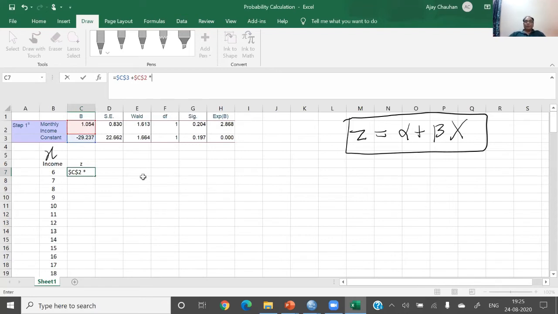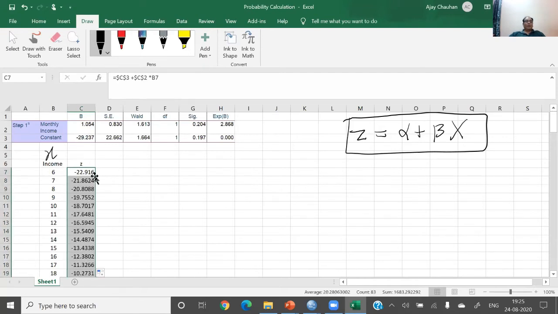And I'm multiplying it by whom? X. Now, please be confirmed that what I'm doing. I am multiplying the alpha and beta into X. I am calculating this equation, alpha plus beta into X. So this is the value of Z here. So let me copy it. So I am getting the value of Z.